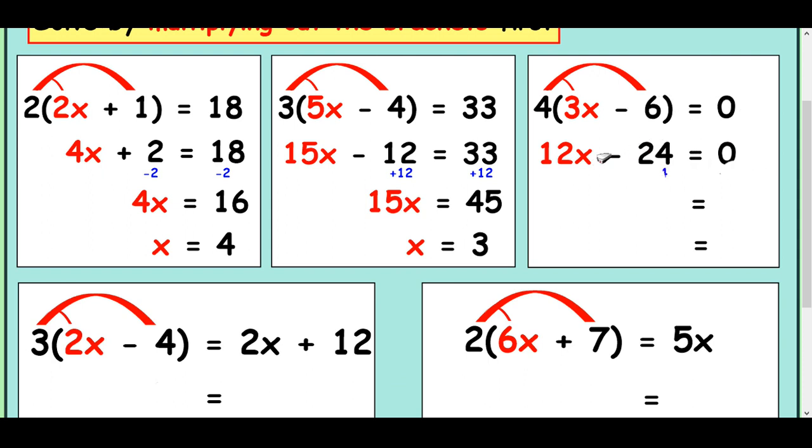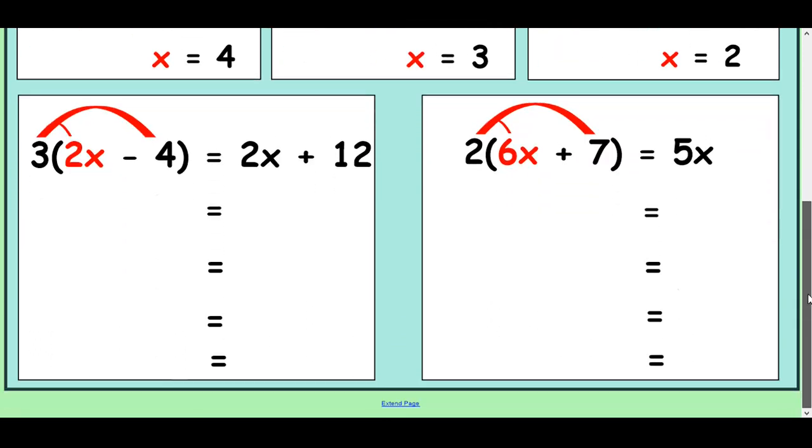Now I've got a takeaway 24, like the takeaway 12. I'm going to add it to both sides. So that's going to give us 12x equals 24, and then divide by 12 to finish, and you're going to get x equals 2. Okay, a couple of harder ones to finish off here.